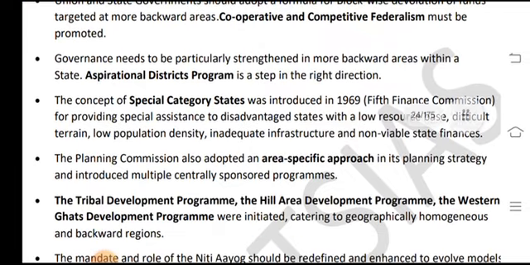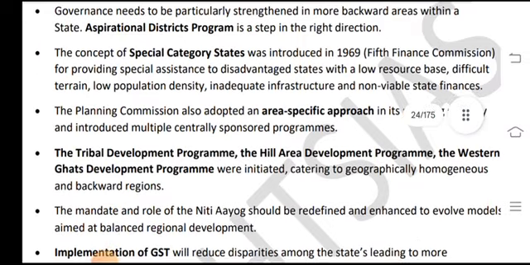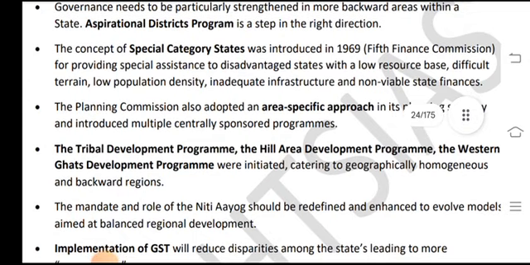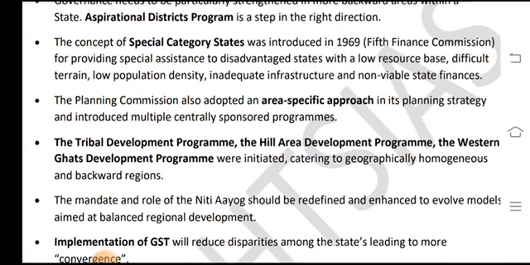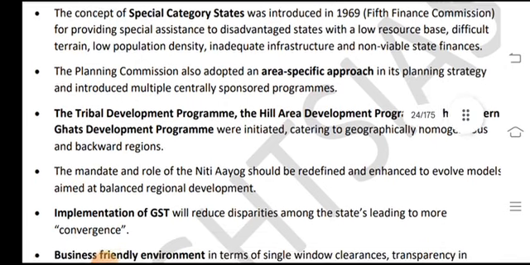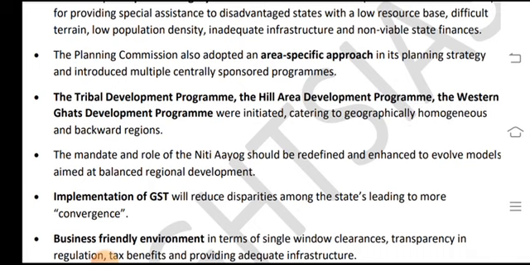Cooperative and competitive federalism must be promoted. Governance needs to be particularly strengthened in more backward areas within states. The Aspirational Districts Programme is a step in the right direction. The concept of special category states was introduced in 1969 by the Fifth Finance Commission for providing special assistance to disadvantaged states with a low resource base, difficult terrain, low population density and inadequate infrastructure.